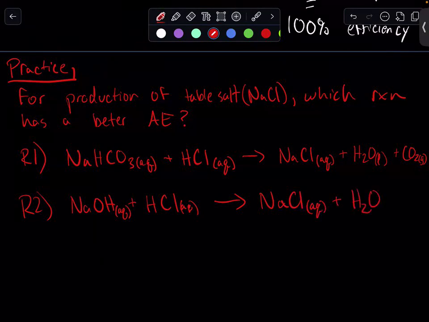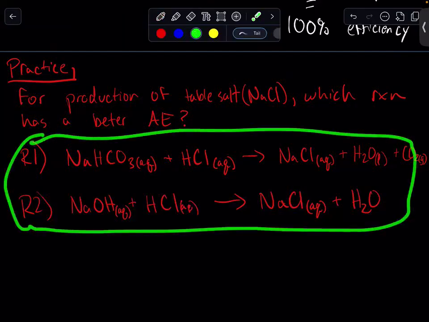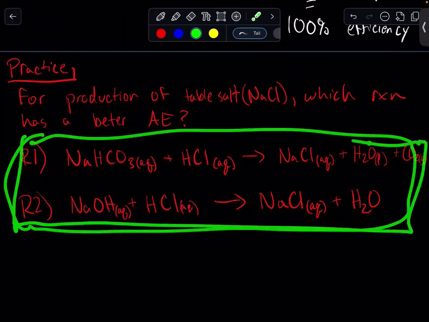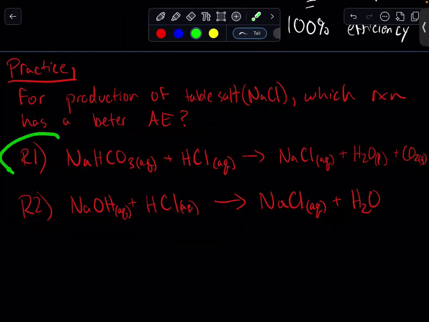So before you go off and try this on your own, what you want to do first is just try and assume which of these reactions is going to have a better atom economy just by looking at them before you even do any math. Try and take a guess. Which one? Reaction 1 or reaction 2? Then, after you do that, go ahead and do the math and work it out to try and find which one actually has the higher atom economy.